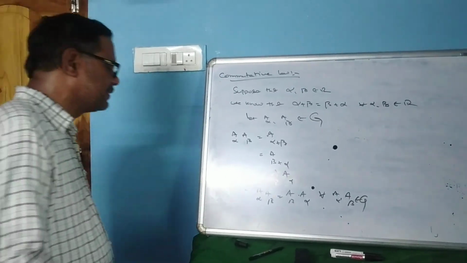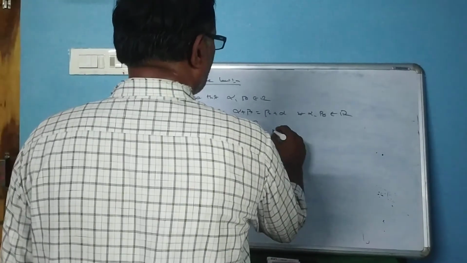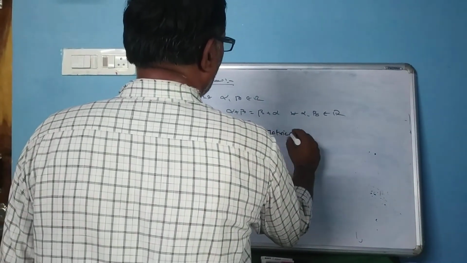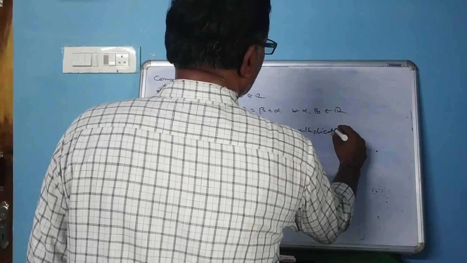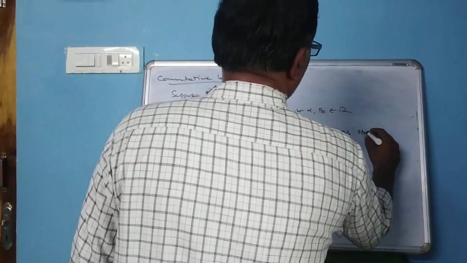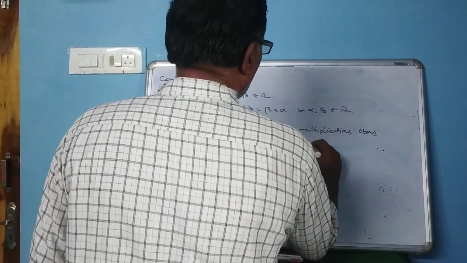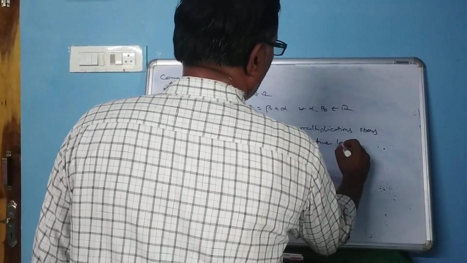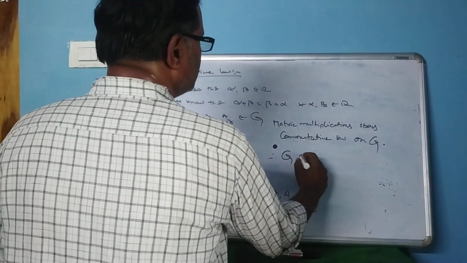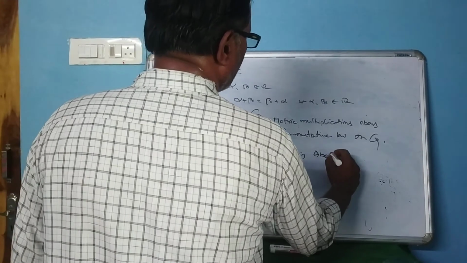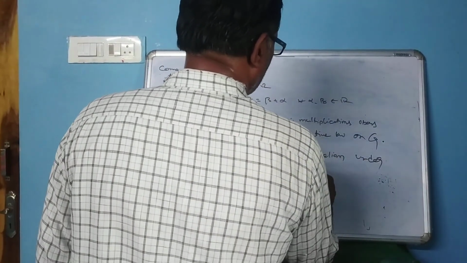Therefore, matrix multiplication obeys commutative law on G. Therefore, G is an abelian group. G is an abelian group under matrix multiplication.